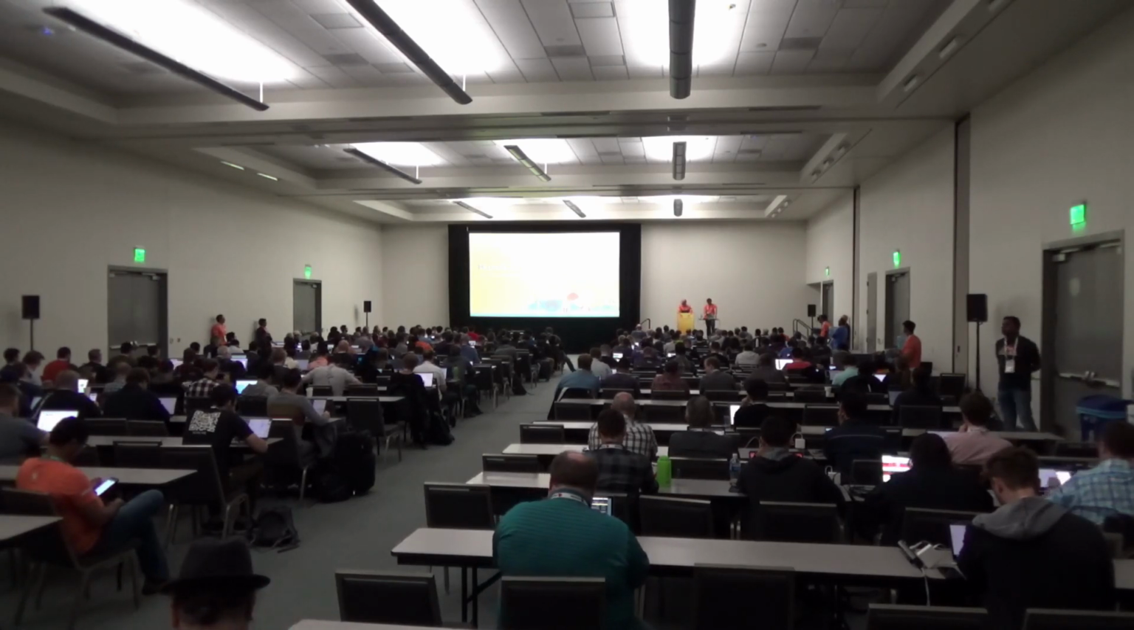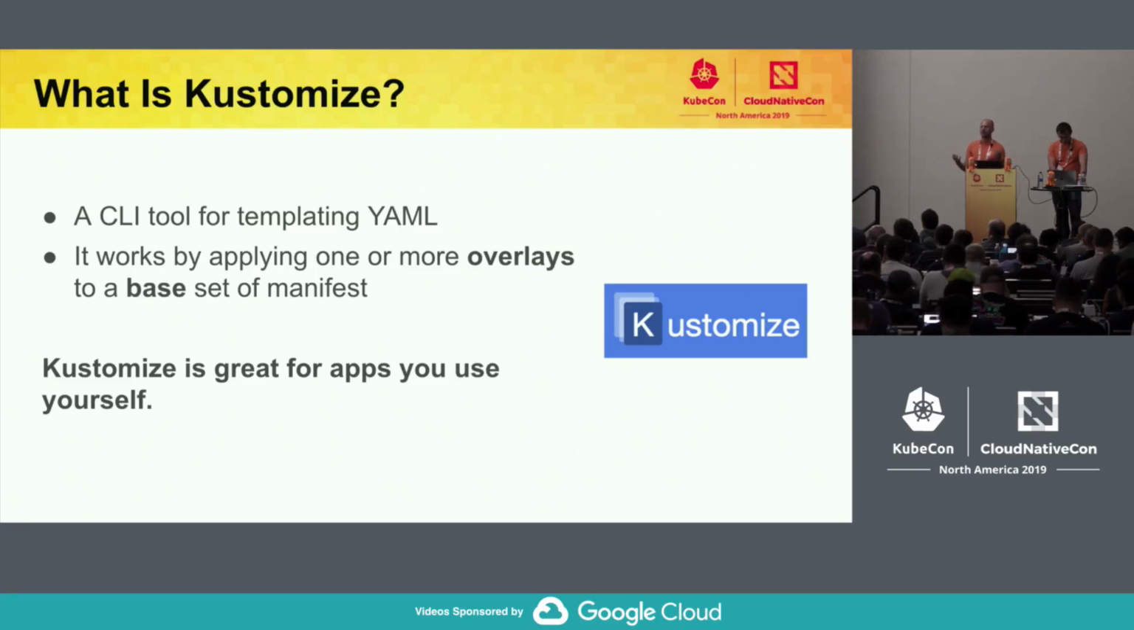Okay, so that's the hands-on. We want to talk a bit about some of the templating tools because they're so key to the success of your GitOps solution. The two big tools out there are Kustomize and Helm. And Kustomize is the one we just used in the workshop.